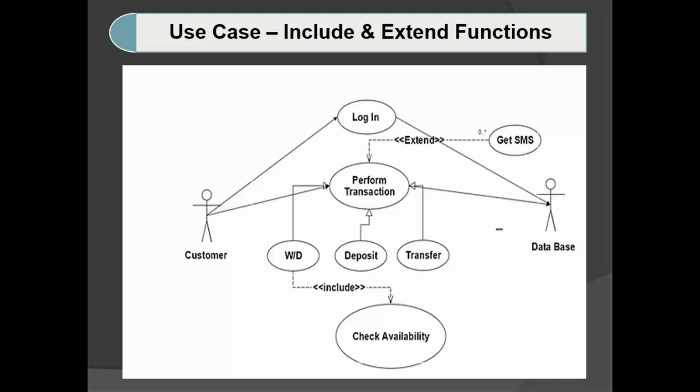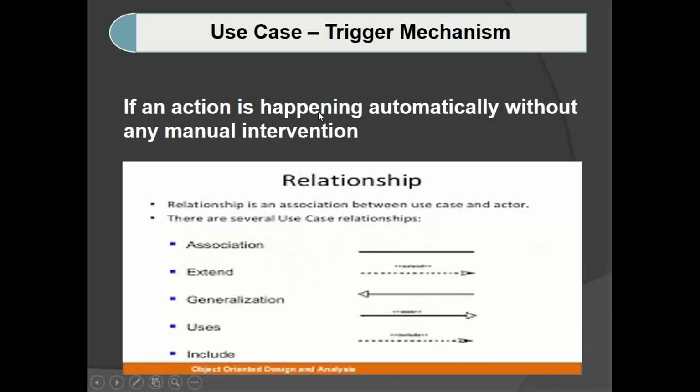The next one is the trigger mechanism. What is a trigger mechanism? If an action takes place automatically without any manual intervention, then we are going to call that a trigger mechanism. Examples are schedulers, alarms, intervals. All these are examples of trigger mechanisms. All these are primary actors.